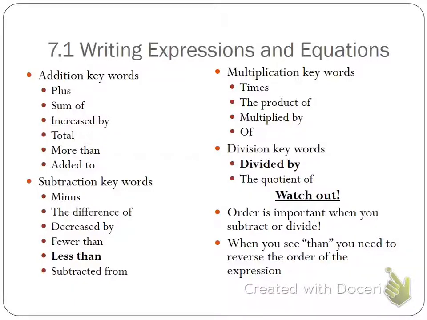So the first thing you need to know is the key words for your different operations. You know, what words mean adding, what words mean subtracting, multiplying and dividing. The good news is that this chart is in your book on page 317, so you don't have to write down every single one of these words. What you do need to write down is what I'm highlighting in pink, and that's this last sentence down here. When you see the word than, you need to reverse the order of the expression, and I'll explain that in more detail in a minute.